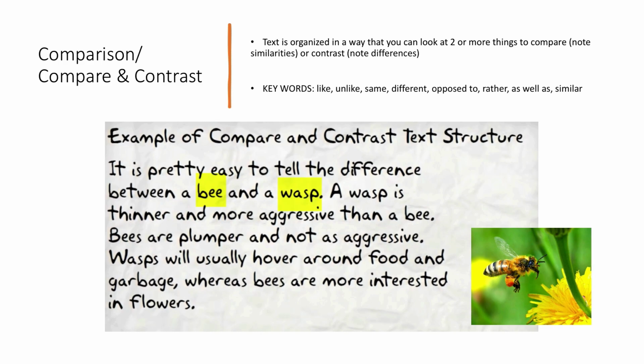Okay, and even in the writing here it says it's easy to tell the difference. Difference is a key word. Okay, and it says the wasp is more aggressive than, right, than a bee. And another key word is whereas. It says whereas bees are more interested in flowers. Those are key words that tell you, hey, this is compare and contrast.